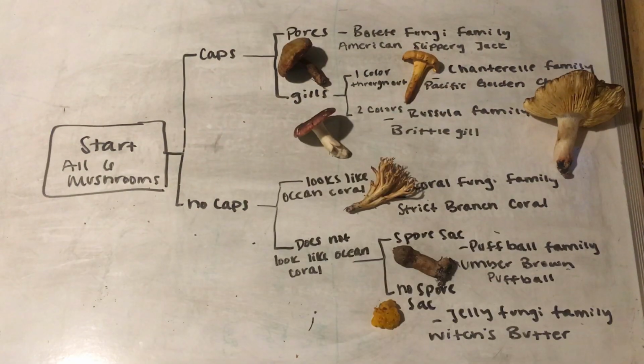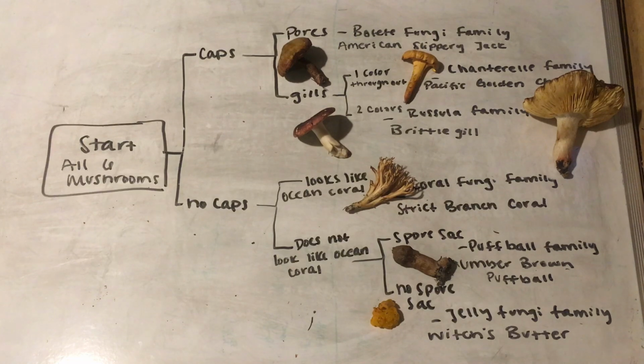By traveling all the way through our dichotomous key, we were able to identify this mushroom as a member of the Russula family. This mushroom began at our start. We decided it had a cap instead of no cap, it had gills instead of pores, and it had 2 colors instead of 1, leading it to our Russula identification.